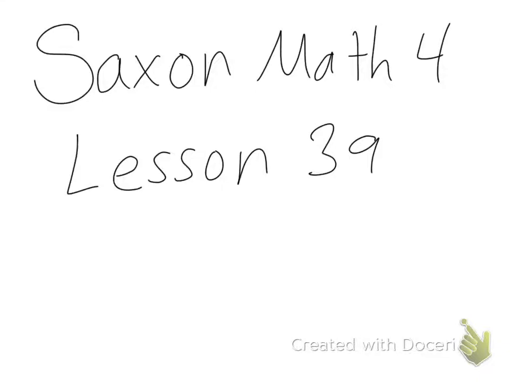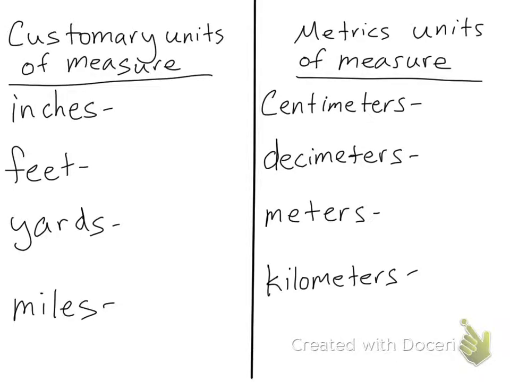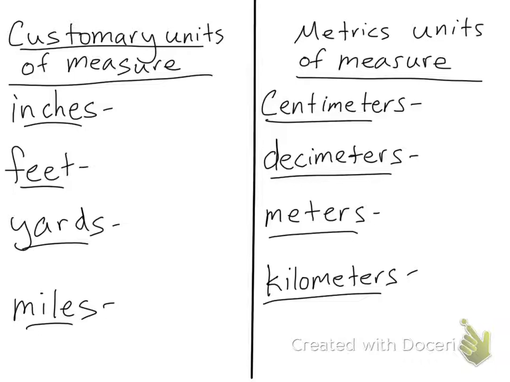Hello everyone. Today's lesson is lesson 39, identifying equivalent customary and metric linear units of measure and estimating and measuring distance. So we have used a ruler to measure line segments in inches, feet, centimeters, and meters. Now, inches, feet, yards, and miles are what we call customary units of measure. Centimeters, decimeters, meters, and kilometers are what we call metric units of measure.